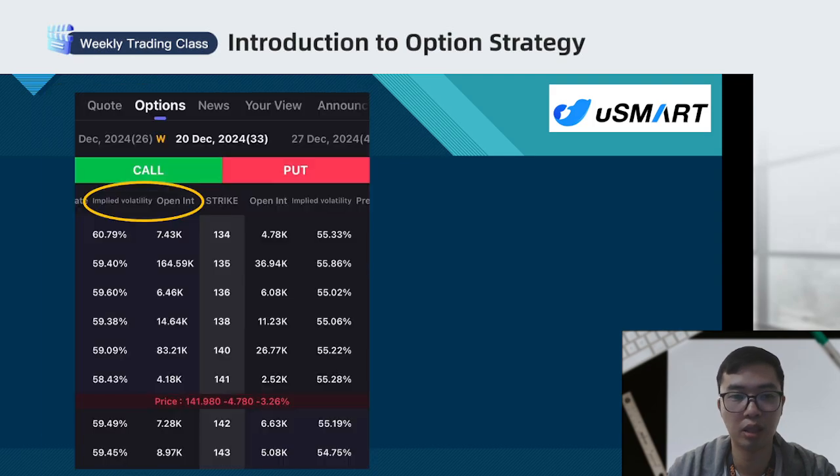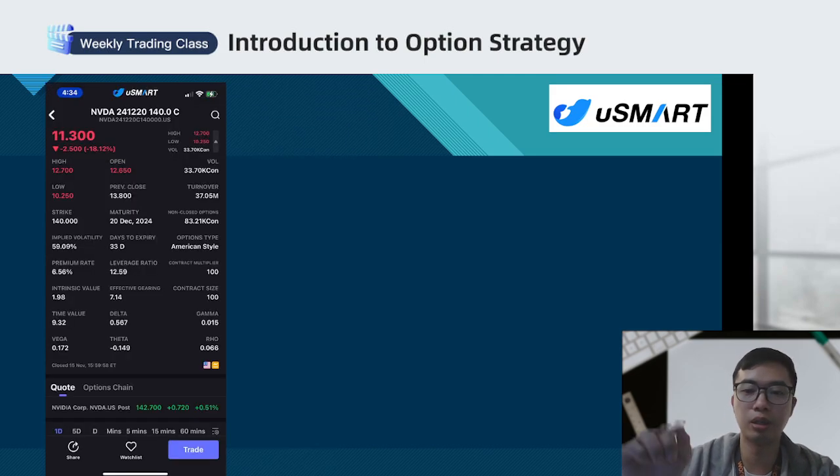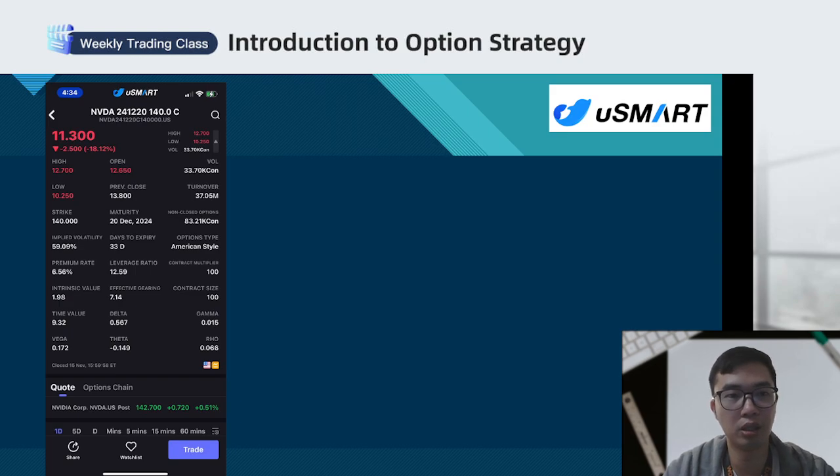Then we continue to press the 140. Alright, when you press the 140, a surface will appear that shows NVDA 24/12/20. It means the expiry date, and the strike price is 140, and the C is call.